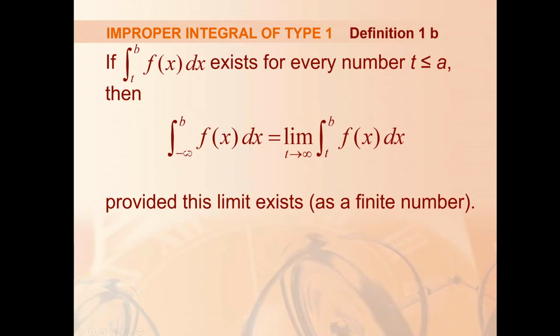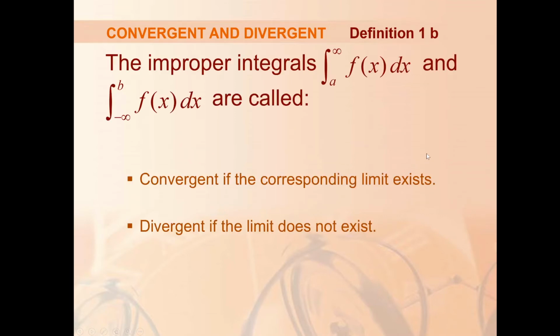Okay? If it's negative infinity, it's the same kind of situation, but this time t must be less than or equal to a. So the improper integrals, the integral from a to infinity of f of x dx and the integral from negative infinity to b of f of x dx, are called convergent if the corresponding limit exists, which means a finite value can be found. And divergent if the limit does not exist, because sometimes it goes all the way to infinity.